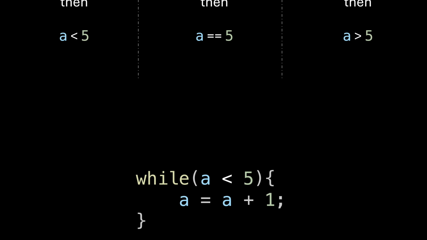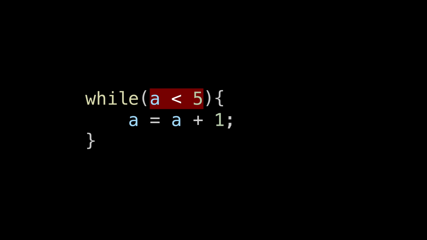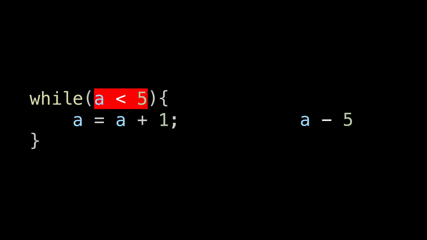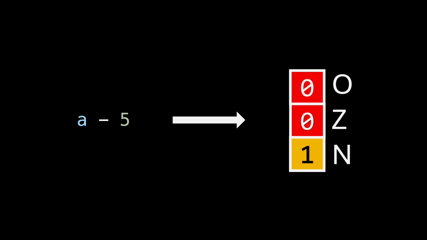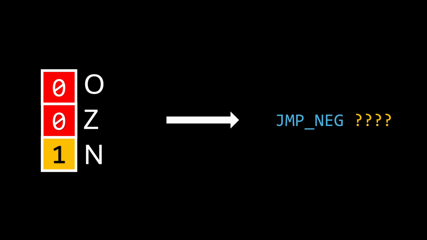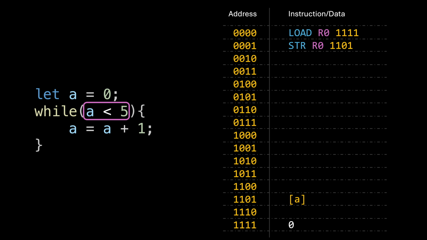So, if we want to check if a is lower than 5, we can subtract these numbers. Whenever this condition is met, the negative flag will turn on, allowing us to use a jump negative instruction to detect it. To implement this in our program, we need to load the number 5 into another register and then subtract this value from the value of a, which is already loaded in register 0.